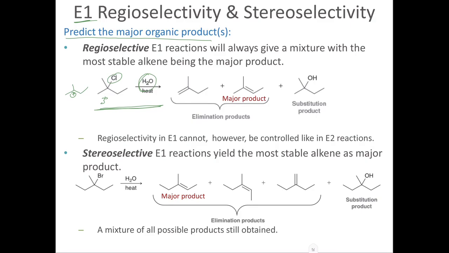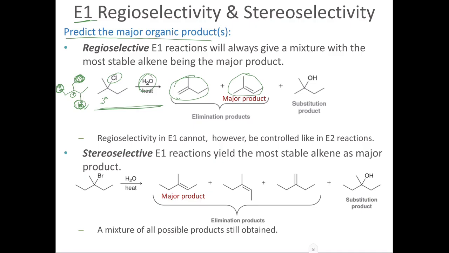And then the proton can be removed from either here or any of these two positions that are similar. So we can remove it from here or here. If we remove it from the one that is sterically hindered, we are going to end up forming the more substituted alkene. If we remove it from this position or this position, we are going to end up forming the less stable alkene.